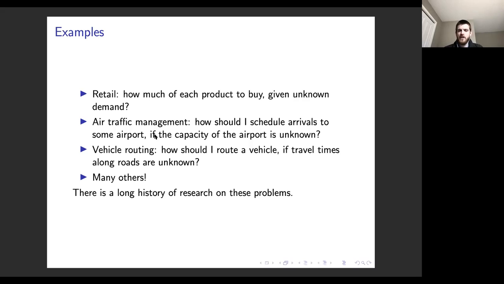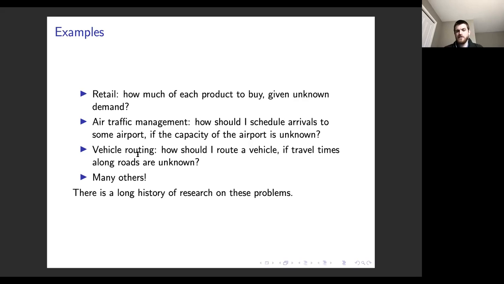If you're a delivery company like FedEx or UPS or any others, you might have to route some vehicles to deliver packages to people. And so one question you might ask is, how should I route these vehicles? But a lot of times there can be uncertainty in travel times along roads because they can vary due to things like traffic conditions, weather conditions, maybe construction, things like that.